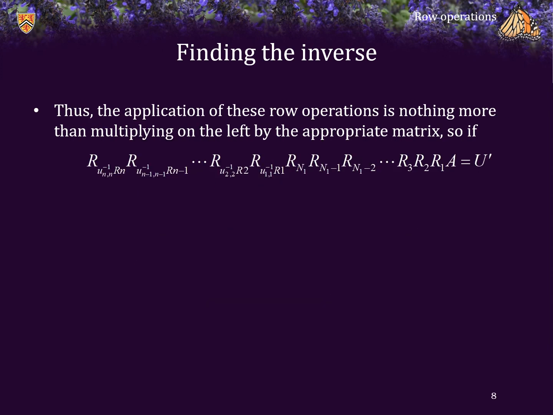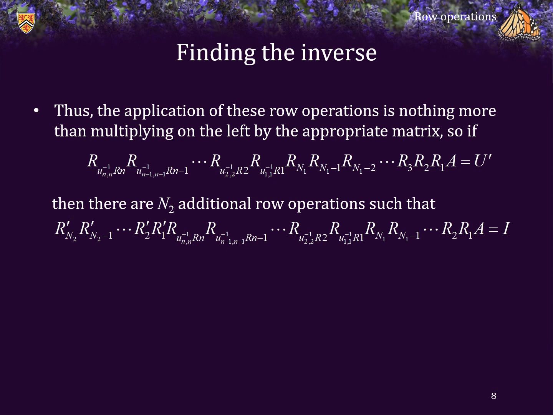Thus, we started off with a sequence of row operations that got us to an upper triangular matrix with 1s on the diagonal. And again, applying additional row operations is nothing more than multiplying on the left by the appropriate row operation matrix, so there are an additional number of row operations that convert the upper triangular matrix with 1s on the diagonal to the identity matrix.